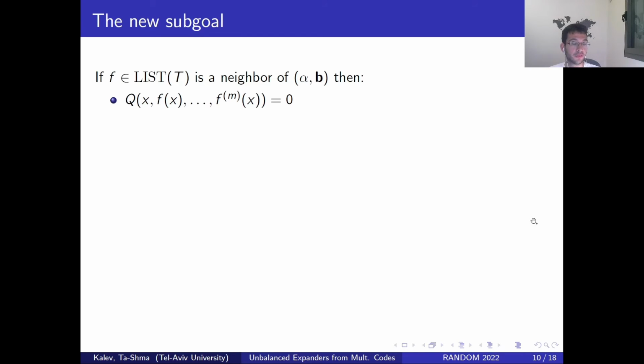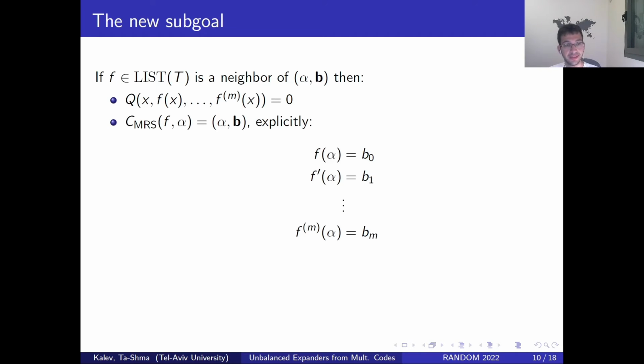First, as it is a part of the list, it must be a solution to the differential equation q. Secondly, it must hold that CMRS f alpha equals alpha b, as f is a neighbor of alpha b. And explicitly, it means that f of alpha equals b0, f first derivative of alpha equals b1, and so forth up until the nth derivative.